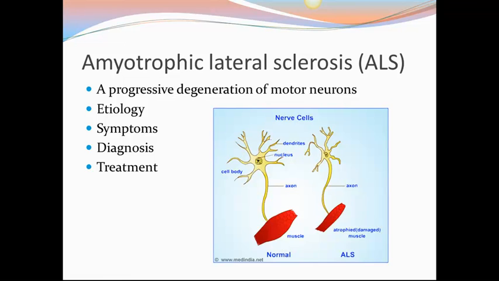In the picture here, you can see that the dendrites are a lot smaller, and so are the axons. Therefore, there's not as much messaging that is relayed to the muscles, and muscles become atrophied and damaged.